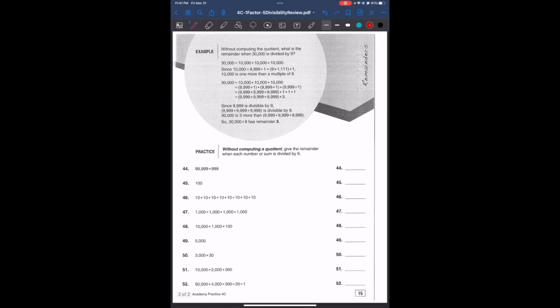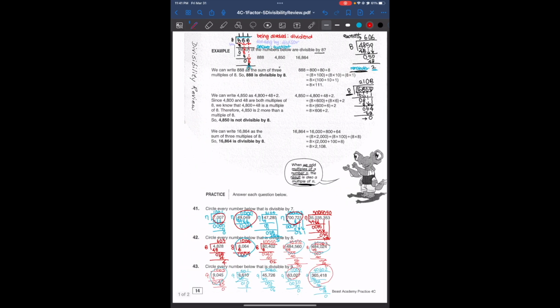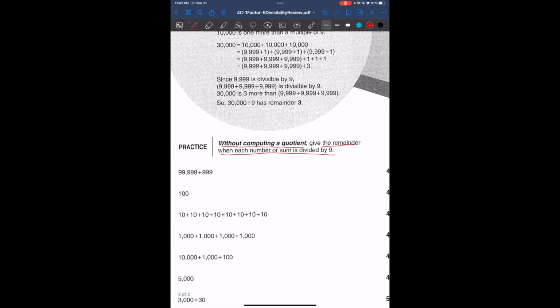Now we're going to go on to remainders. And so it says remainders is the concept that we learned just now while we were learning about division. But it says without computing a quotient, give the remainder when each number or sum is divided by 9. And so it says that we shouldn't compute the quotient.